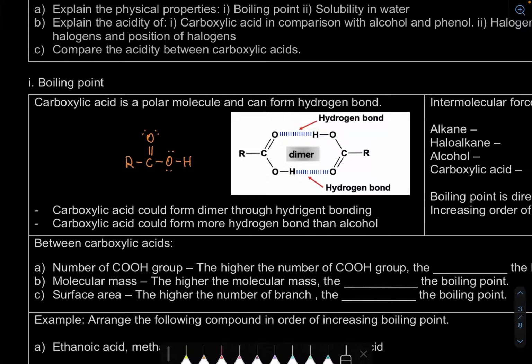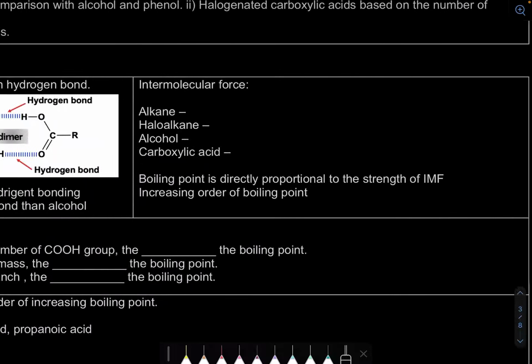So what is the difference? Carboxylic acid can form a dimer through hydrogen bonding. So what happens here is that the carboxylic acid can form more hydrogen bonds than alcohol. When it forms more hydrogen bonds than alcohol, it has a stronger force. Okay, so now let's look at the comparison.